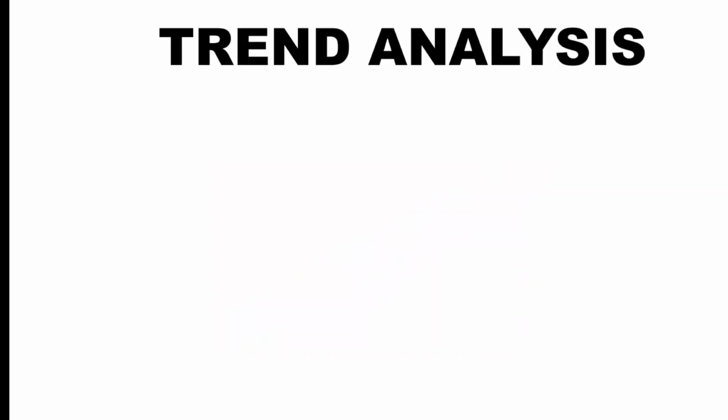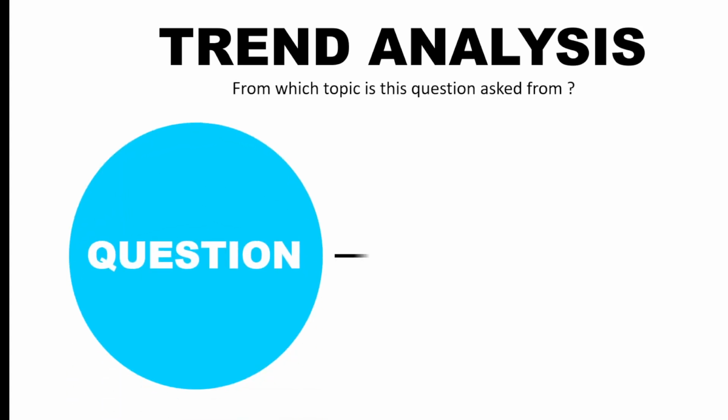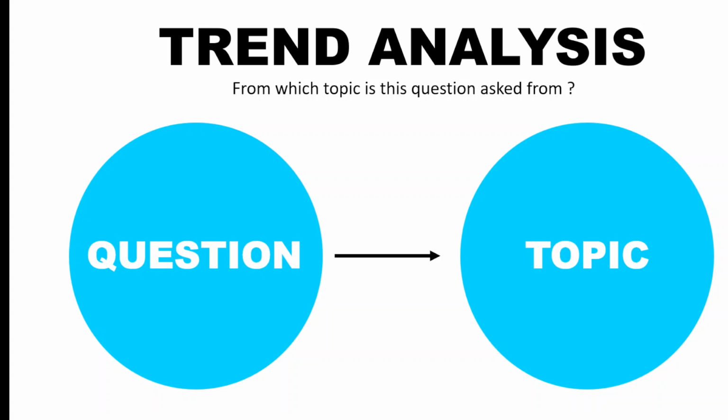Now let's come to the trend analysis. What happens in trend analysis is that you try to find which topic the question belonged from. The question leads us to our topic. For example, the question that I did was what lobe is associated with problem solving. That is frontal lobe. That comes under biological psychology or behavioral neuroscience. So that is the topic. In behavioral neuroscience, it comes under brain functions, brain parts, and brain functions. Okay, cool.